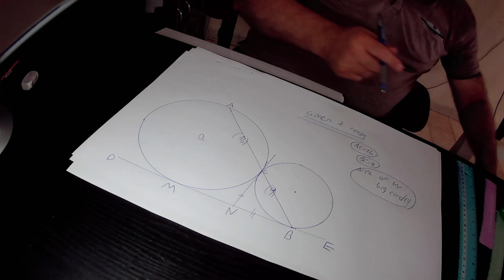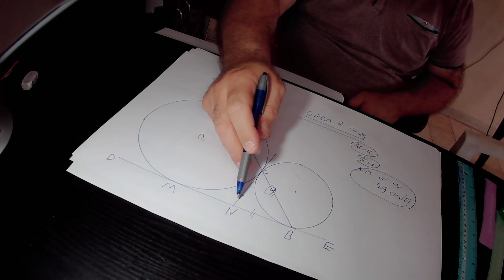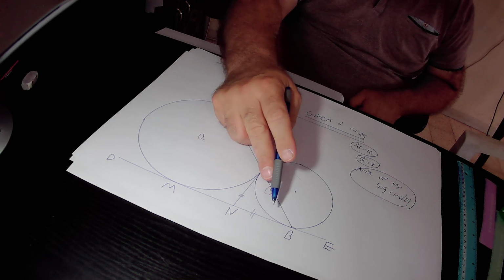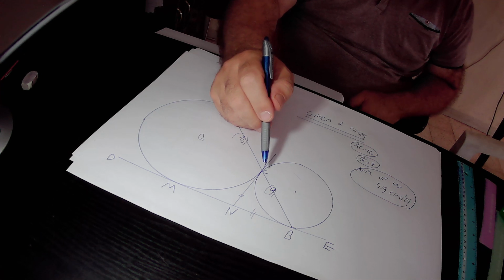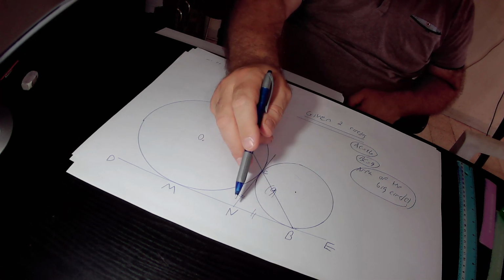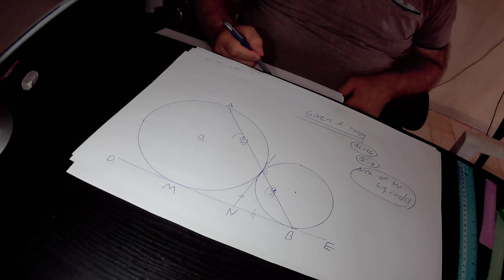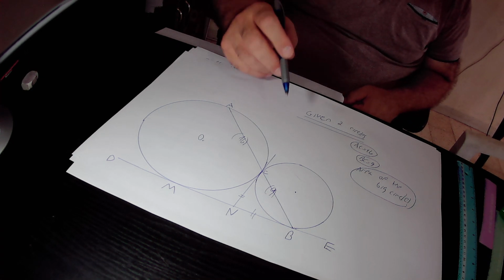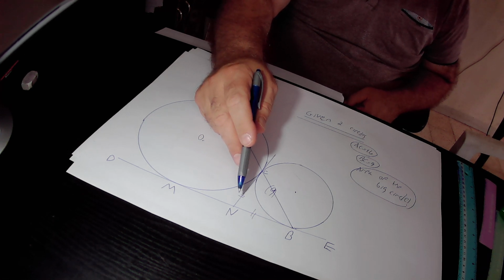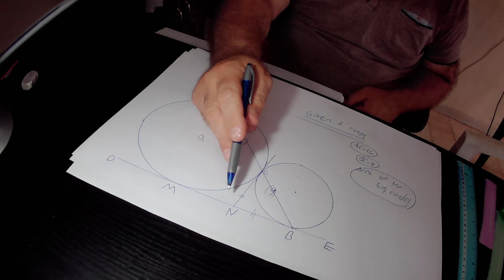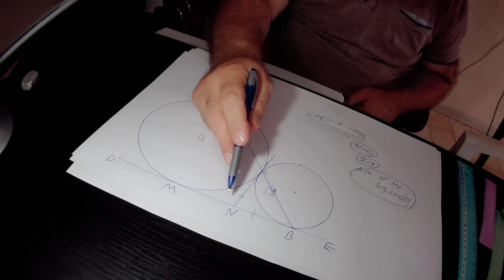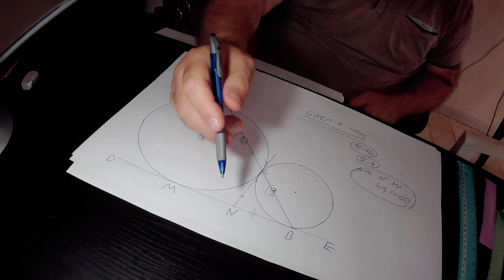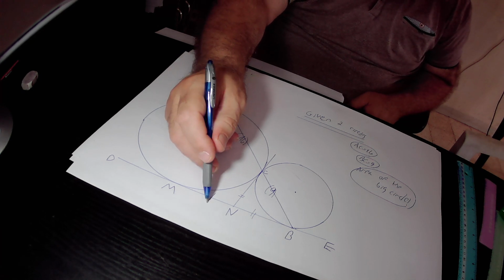However, if you focus on this point N, from this point N, we have two tangents to this small circle, tangent NB and tangent NC, and according to rule 2, they are equal to each other. That is to say, NB equals NC. Likewise, from the same point N, we have two tangents to the big circle, tangent NC and tangent NM. According to rule 2, they are equal to each other. That is to say, NM equals NC.